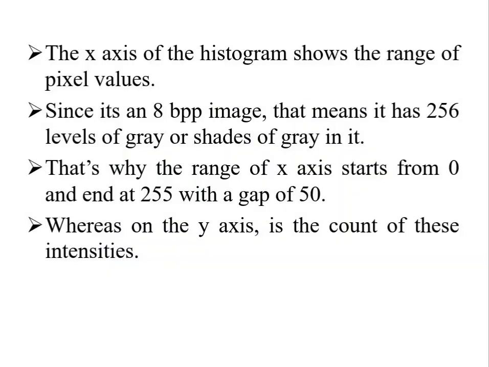The x-axis of the histogram shows the range of the pixel values. Since it's an 8 bpp image, that means it has 256 levels of gray or shades of gray in it. That's why the range of the x-axis starts from 0 and ends at 255 with a gap of 50, whereas the y-axis is the count of these intensities.